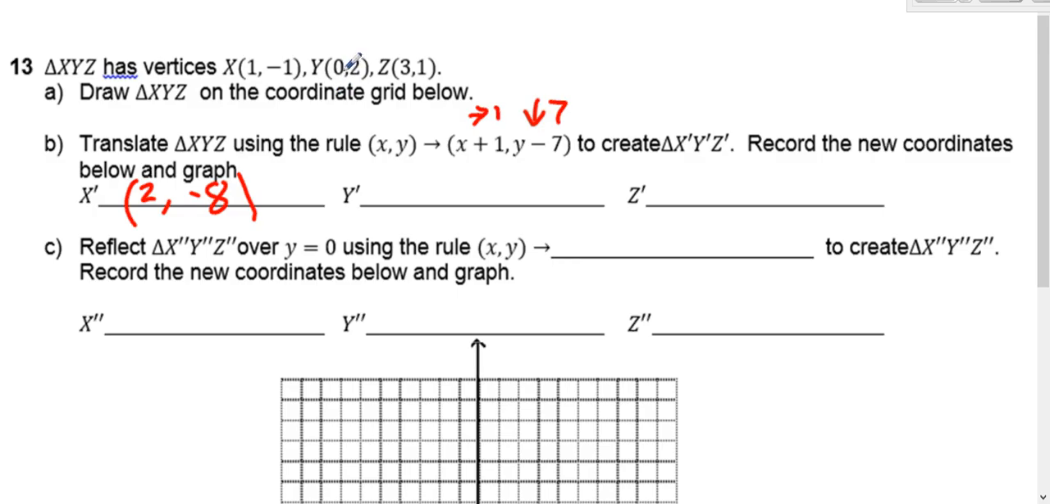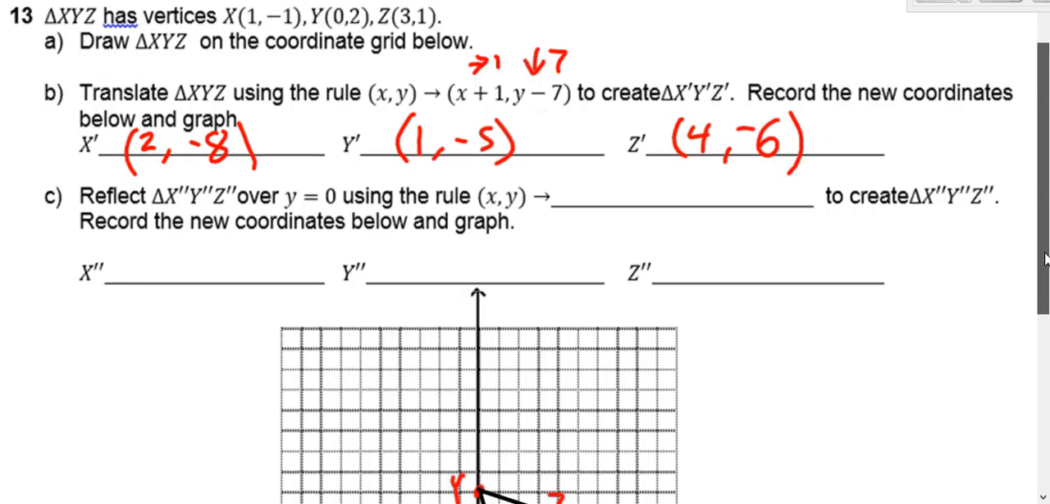To the Y point, we add 1, so we get 1. Subtract 7, 2 minus 7, you get negative 5. And Z, we add 1, so we get 4, comma, subtract 7, 1 minus 7 is negative 6, and we can plot those points now.